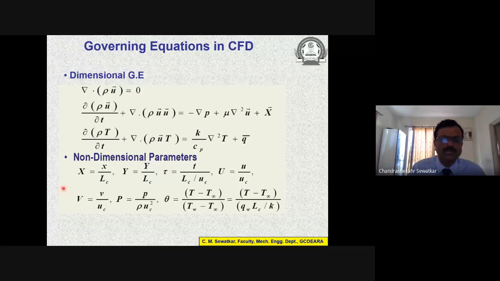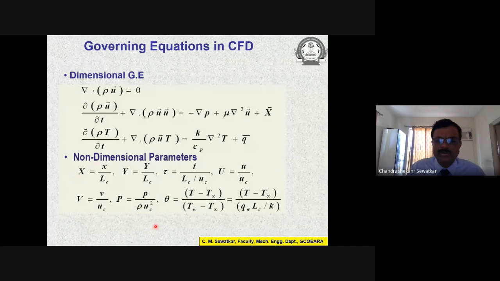If we go ahead with the normalization, for example, if I want to normalize my x coordinate, I normalize it using some characteristic length, and then x upon characteristic length gives me the non-dimensional x coordinate. Similarly, this is the non-dimensional y coordinate. Time I normalize using characteristic length upon characteristic velocity. Velocity is normalized by velocity upon characteristic velocity, and so on and so forth. Pressure is normalized by dimensional pressure upon rho u infinity square. Similarly, theta is also normalized like this.